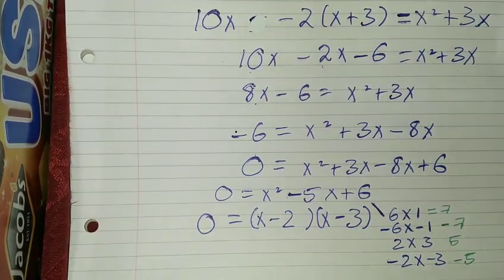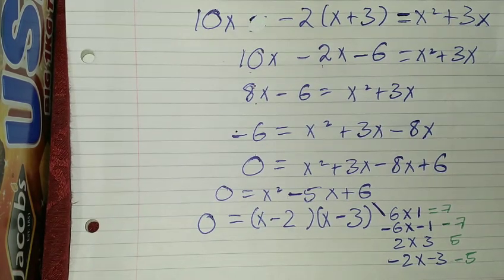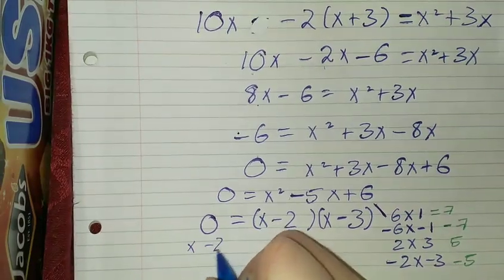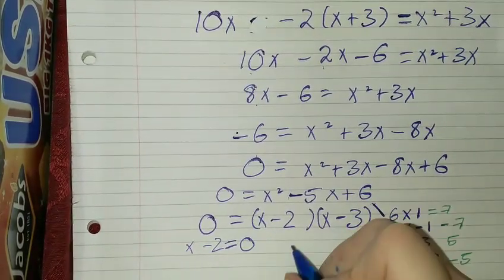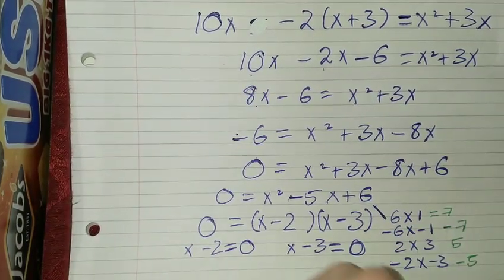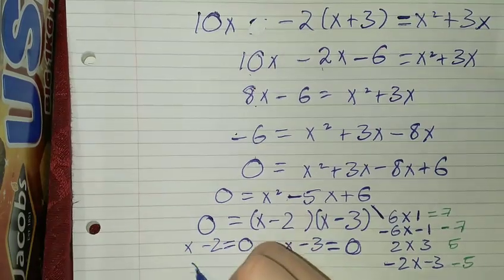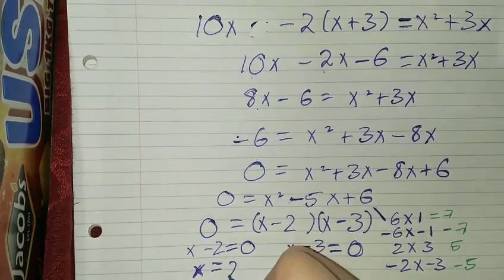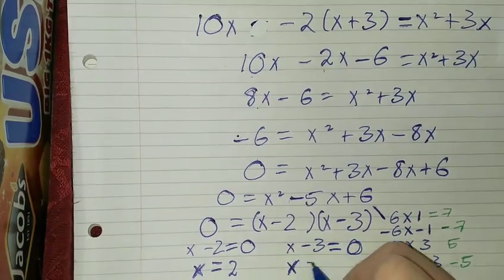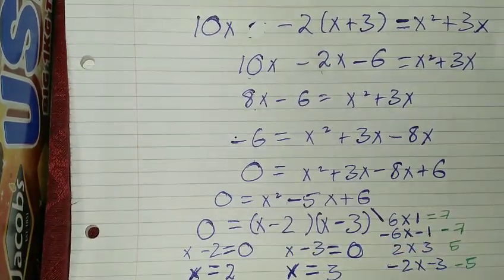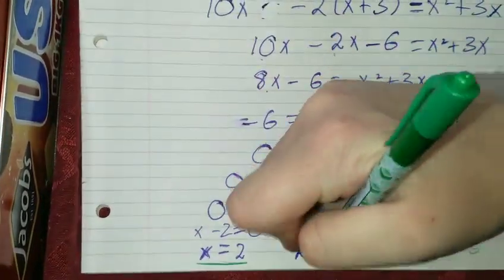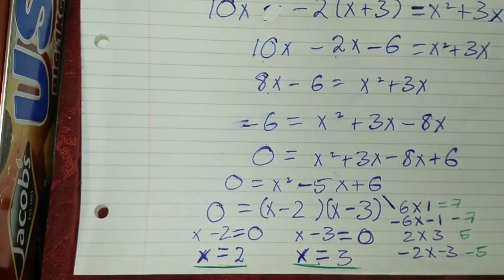So the only way I can multiply two things and for my answer to be 0 was if one of those things were equal to 0. So I have to let each of these equal 0. So I let x minus 2 equal 0 and then x minus 3 equal 0. So if I add 2 on both sides, I get x is equal to 2, and if I add 3 on both sides, I get x is equal to 3. So my solutions are x is equal to 2 and x is equal to 3.